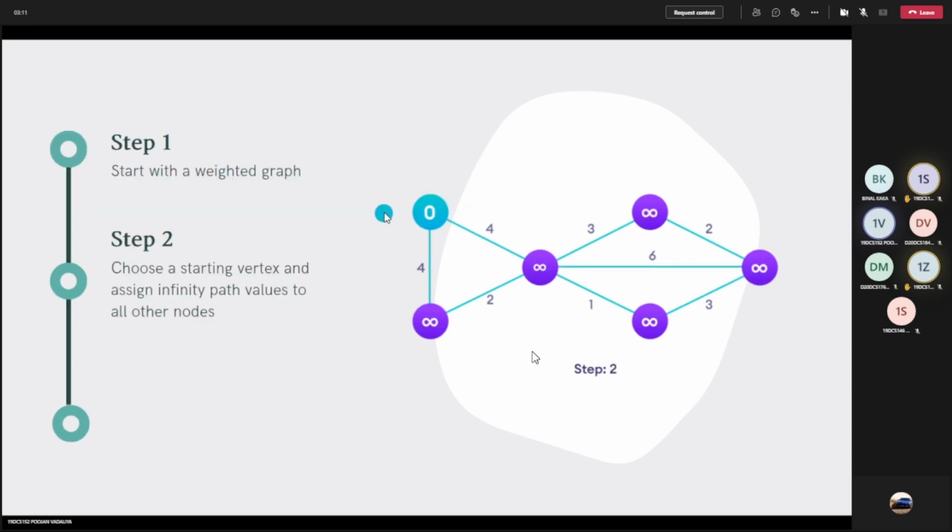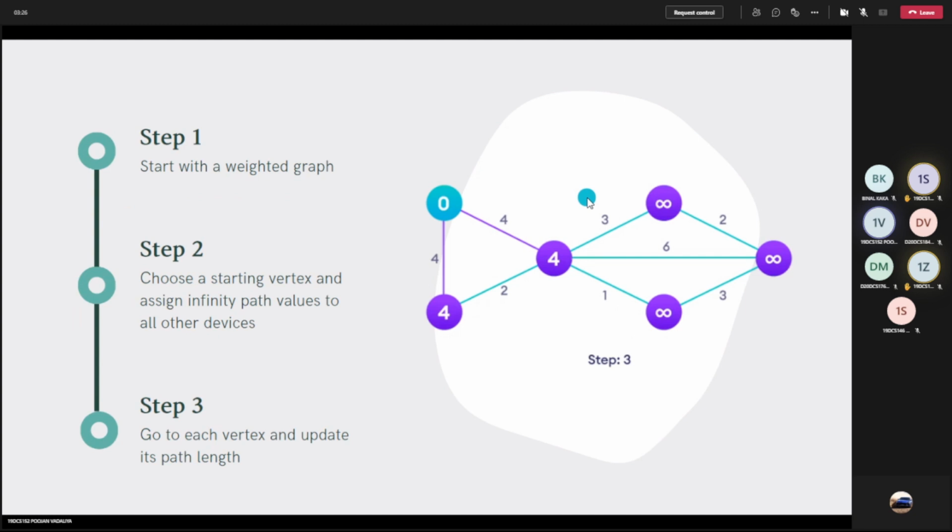The second step is that we start from a source point, from where we begin, and then we assume all other nodes as infinity, so that we can come to know which nodes we have traveled and which nodes are remaining. The next step is that we go to each neighboring node and update it with the path. As you can see, from 0 to 4, the path cost, the weight, is 4.